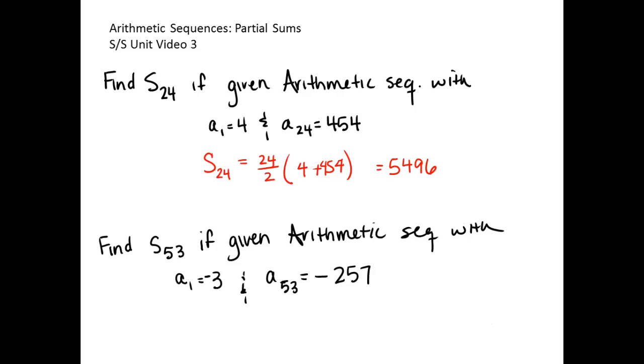All right, the next one. I want to find the sum of the first 53 terms. Again, I'm given the first and I'm given the 53rd. So I'm lucky in this case, I get to use the shorthand formula. So the sum of the first 53 terms is equal to 53 divided by 2 times negative 3 plus negative 257. So go ahead on your own again and try that one.